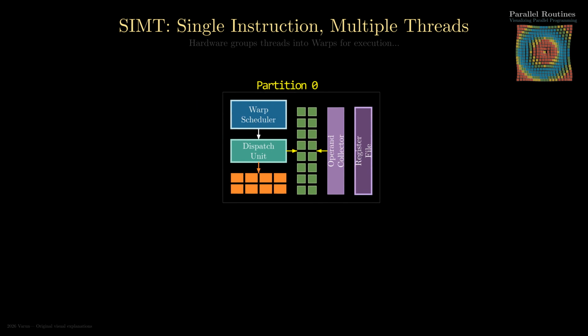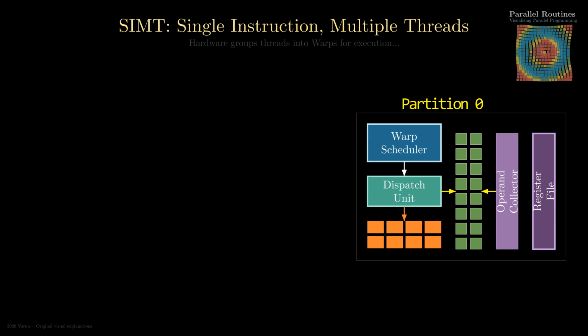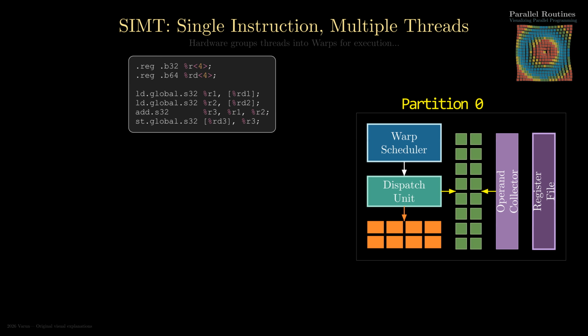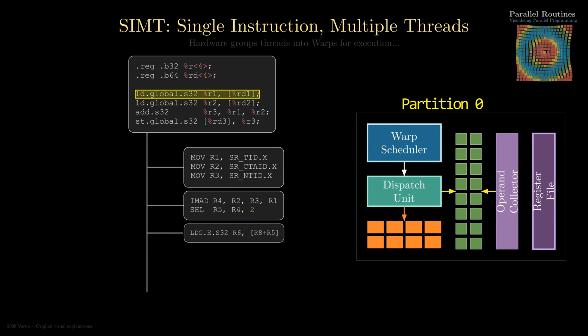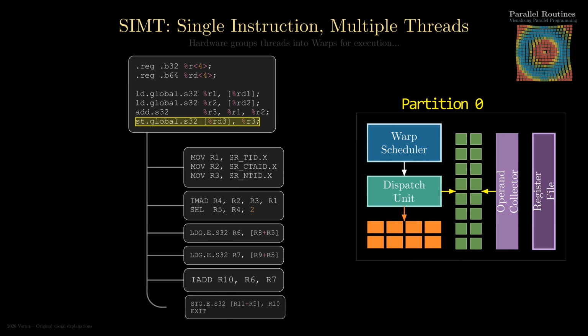Let's zoom into one partition and trace how our kernel loads A and B, adds them, and stores the result. The kernel code is compiled into the intermediate representation PTX. The following snippet is a minimal, non-complete example included solely to illustrate register usage and memory instructions. Each PTX instruction expands into multiple SASS instructions, the GPU's native machine code. The compiler handles thread indexing, address calculation, and optimizes the instruction sequence for hardware execution.